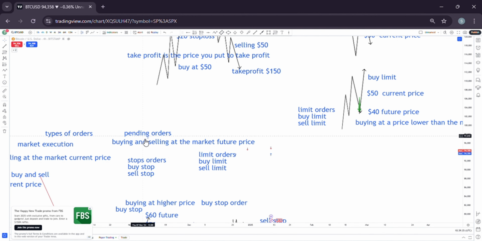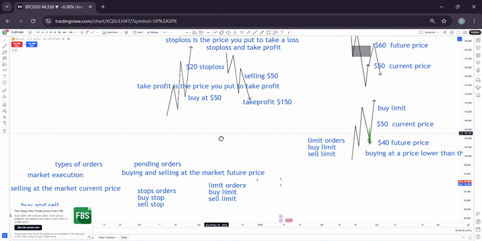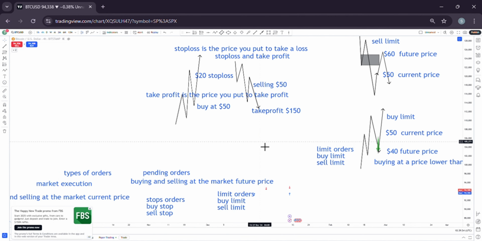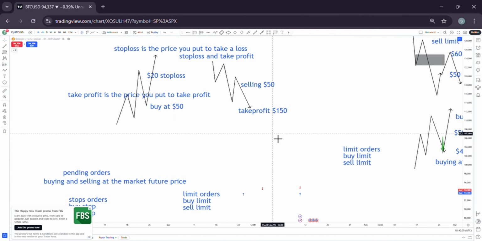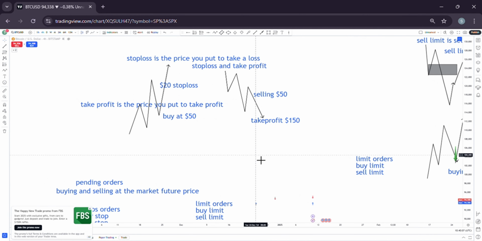The pending orders, just as the word states, pending, meaning that it is a future price, not actually the current price. You're waiting for price to reach that future price before you take an action or you enter the market. So when you place your pending order, your broker keeps it for you until the price gets to the point of entry. When it gets there, it triggers it and it changes from a pending order to a market execution. So it just boils down to buying and selling.